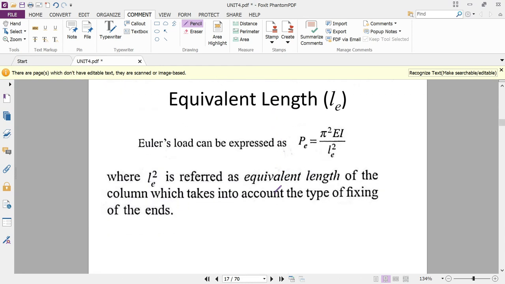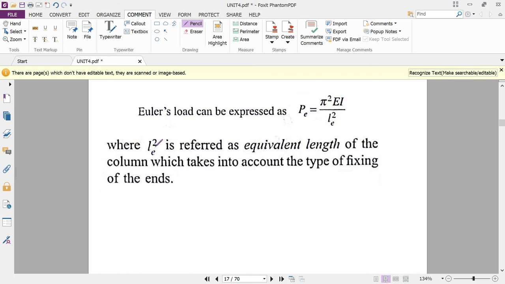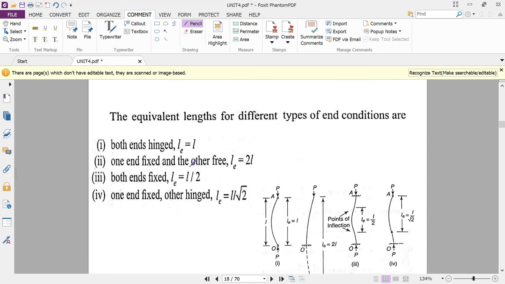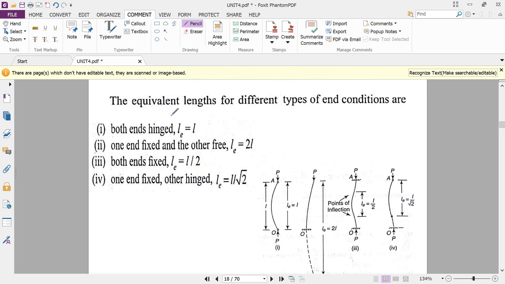Okay, now let us see some terms. Equivalent length. What is the meaning of equivalent length? So Euler load PE can be defined as pi square EI by L effective square, where L effective will be referred to as the equivalent length of the column, which takes into account the type of fixing of the end. Okay, so this equivalent length can be considered based on the different end conditions.